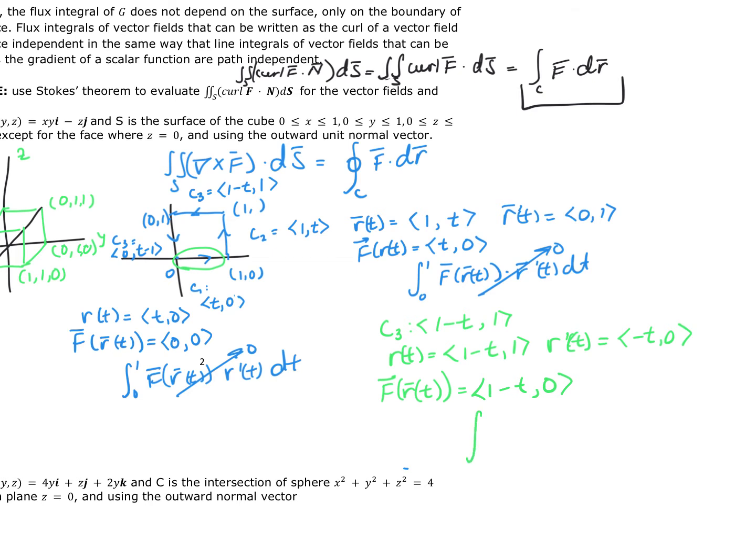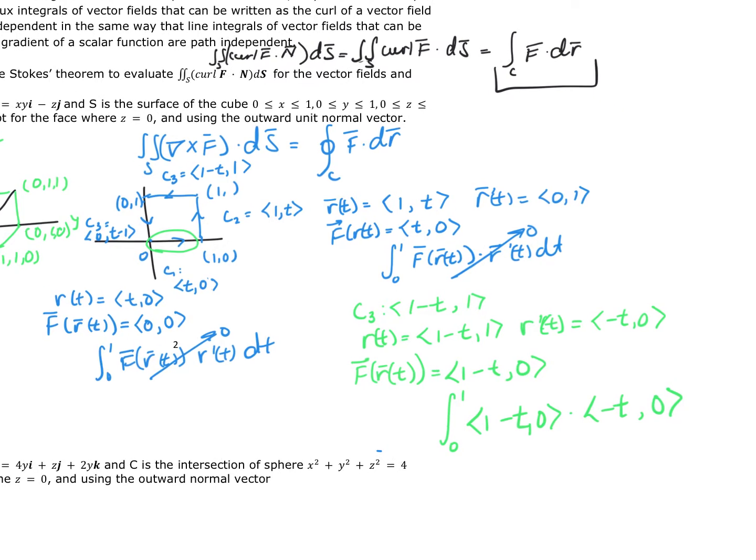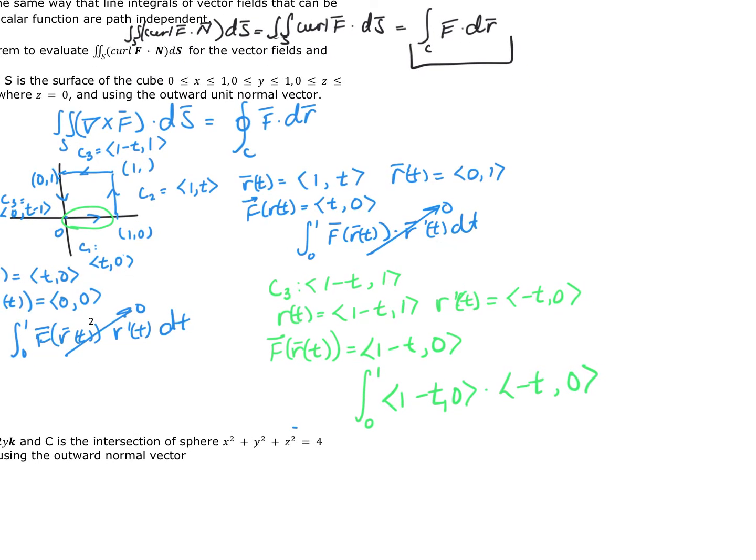So then my integration for this one from 0 to 1 is going to be 1 minus t, comma 0, dotted with negative t, 0. Oh, excuse me, that should be negative 1. What was I thinking? That's negative 1. Negative 1. That's negative 1. Let me erase that, make that negative 1.